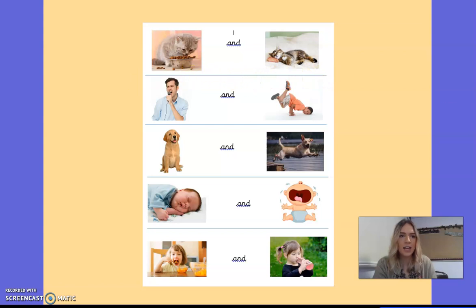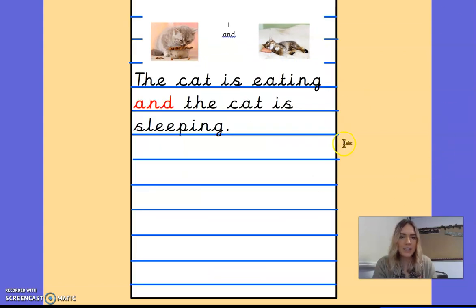So you've got the pictures of the two cats. Once you've done that, you are going to stick that first strip onto your book, if you've got your workbook, if not onto a piece of paper. So you should have the picture of the cat eating and the cat sleeping. You are then going to use those two pictures to create a compound sentence using the word and. So I have got the cat is eating and the cat is sleeping.